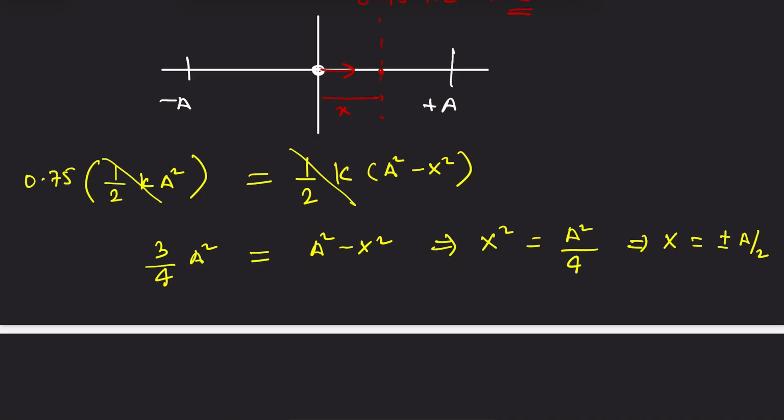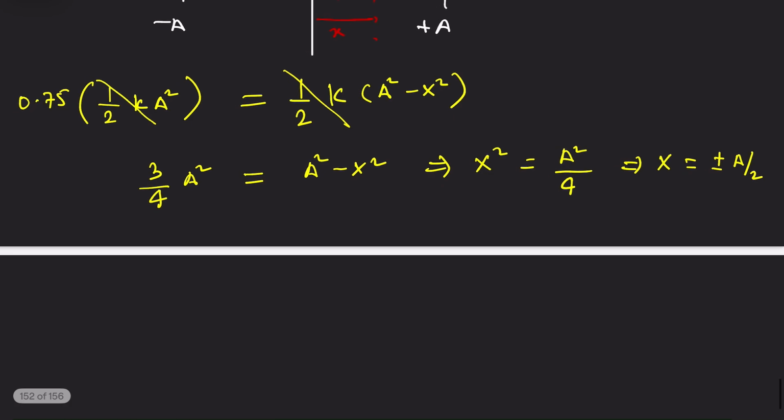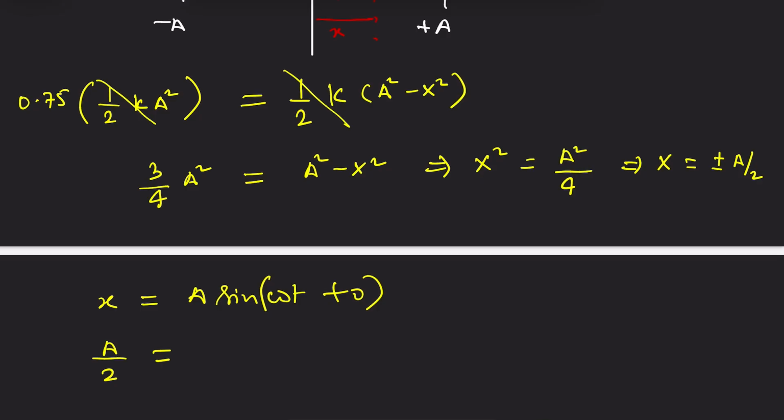Now, guys, if the particle is moving from the mean position towards this side, we can calculate the time. We know that x is equal to A sine(omega t plus 0), because it is starting from the mean position. So x we want, guys, is plus A by 2, let's say. So it will be A sine omega t. So A cancels. From here, guys, what we got: omega t is equal to pi by 6.